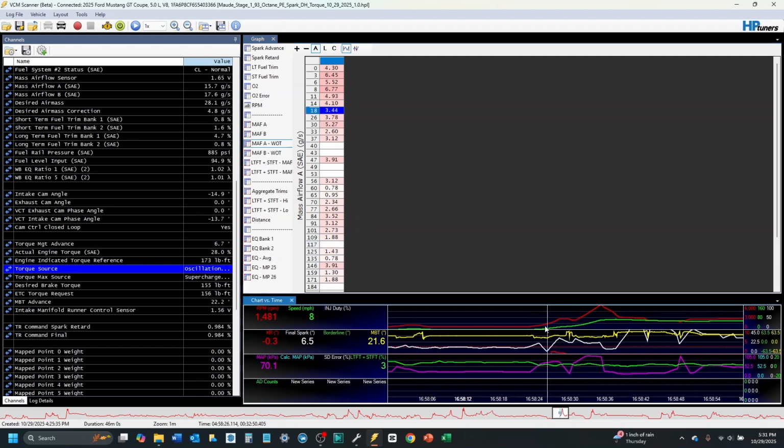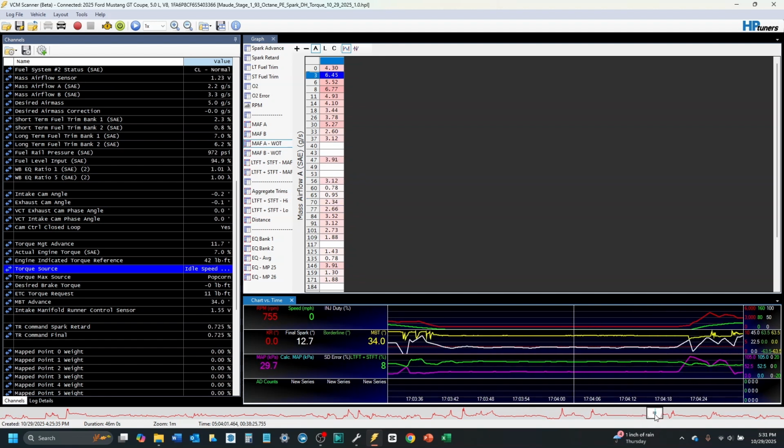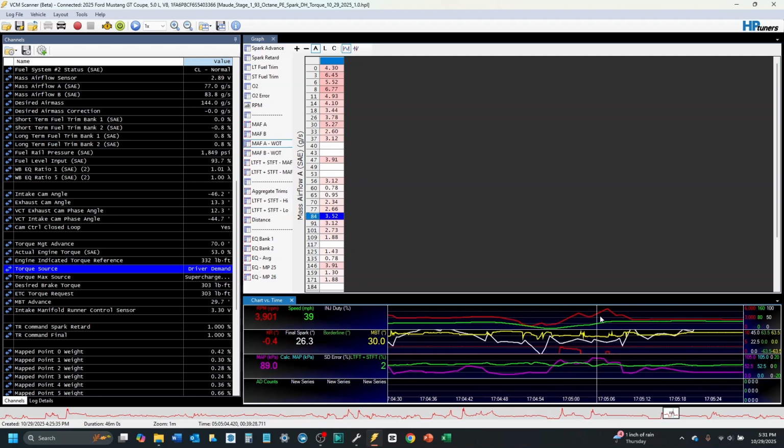So yeah, let's come up here. Through this range where we're hitting 6,000 RPM, torque source the whole time, under throttle, driver demand. That's good. That's very good. That means we weren't hitting limits. This one, the oscillator. But as we're hitting the power, it looks good. Driver demand? Okay, that looks good.